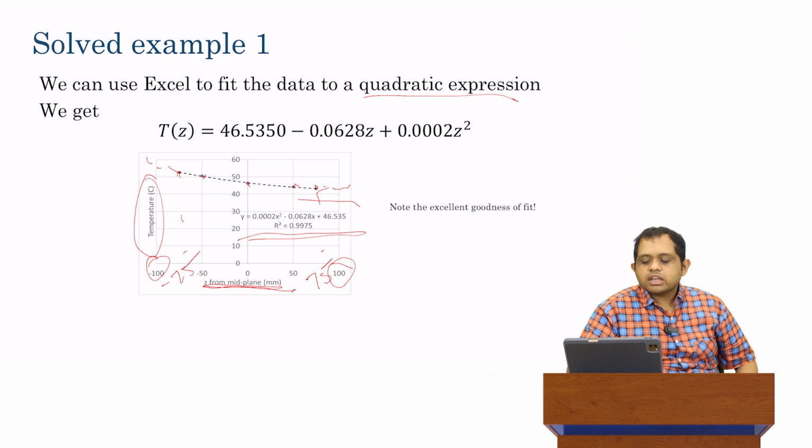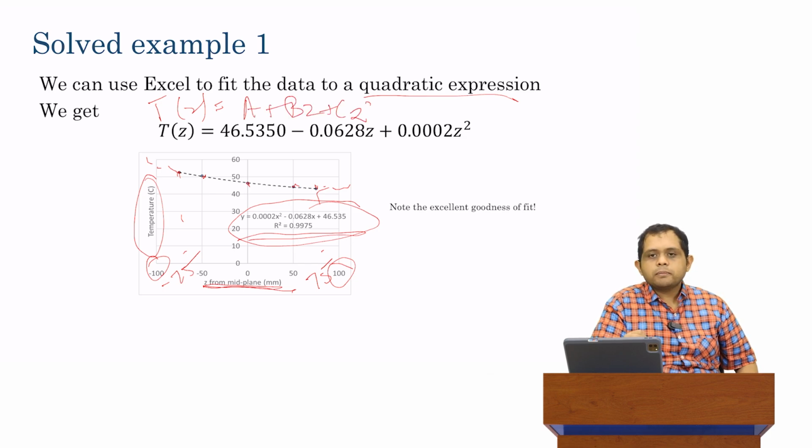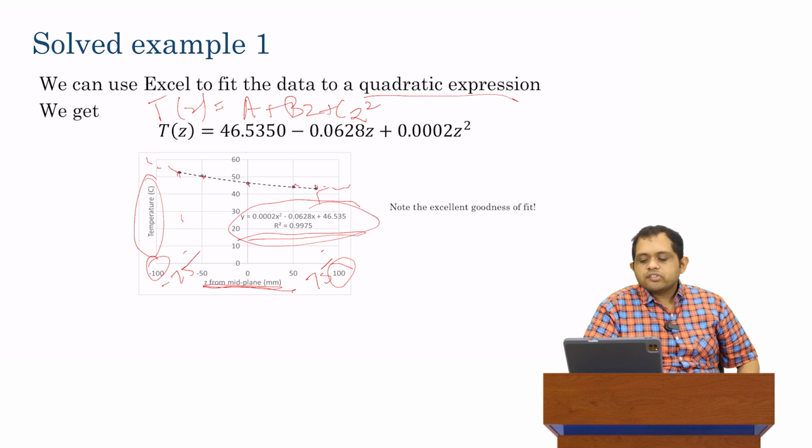Okay, so after we do this, Excel will give us a best fit line, and Excel will actually give us the equation for the best fit line also. So because we asked for a quadratic distribution, the equation, which I had also shown last time, is going to be of the form T of z is equal to a plus bz plus c z square. And so this is the corresponding best fit curve that we get.